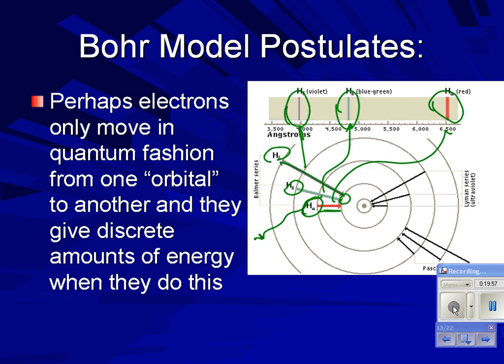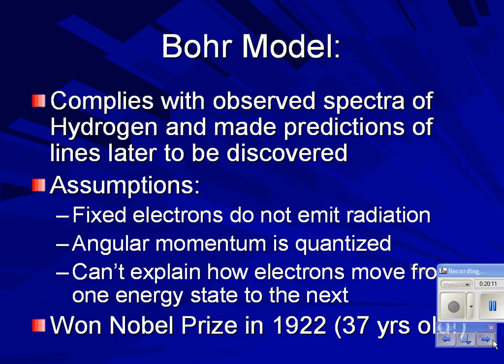Why does this happen? He doesn't know. But he says, hey, it works, and the math coincides with the spectral lines we observe. So there must be some truth there, even though I don't know what that truth necessarily is. It appears that this is true. Okay? The Bohr model complied with the observed spectra that they found of hydrogen, and it made predictions of new lines. That was the cool thing.